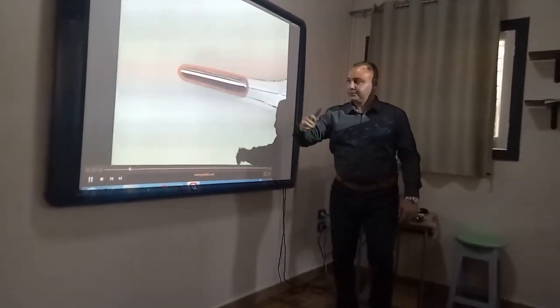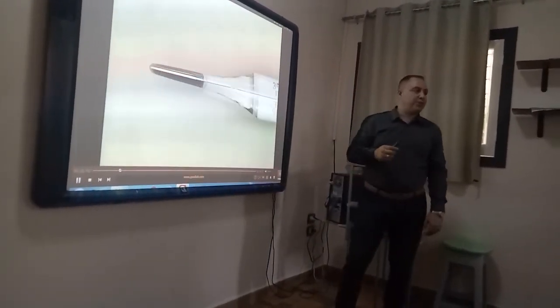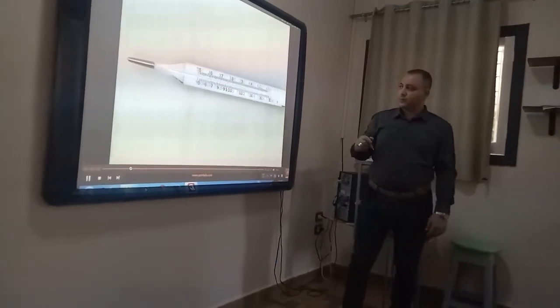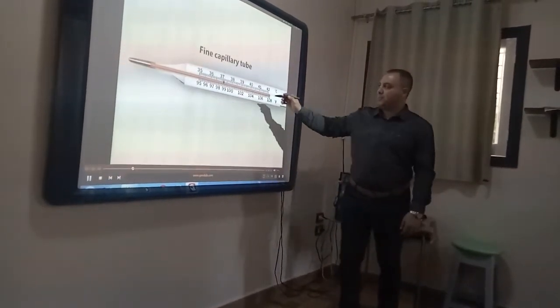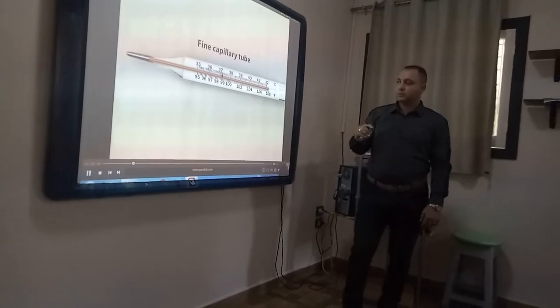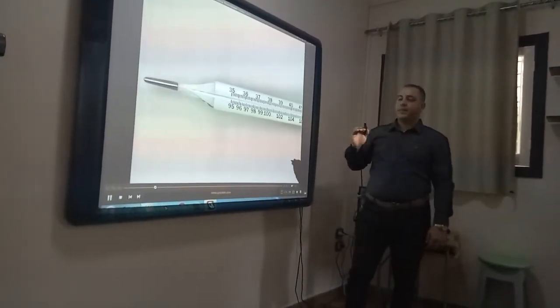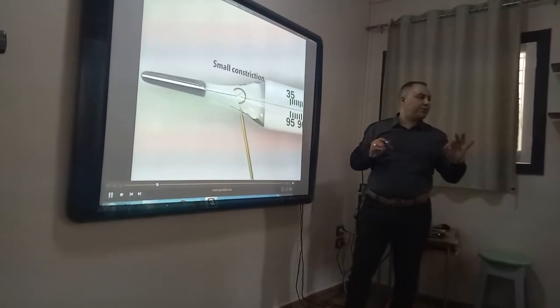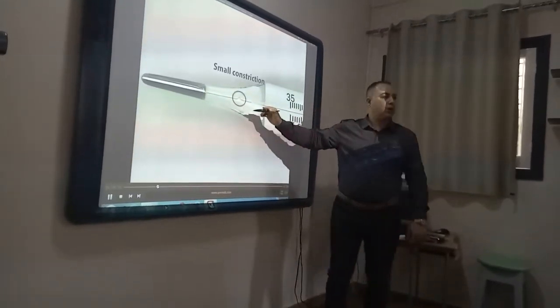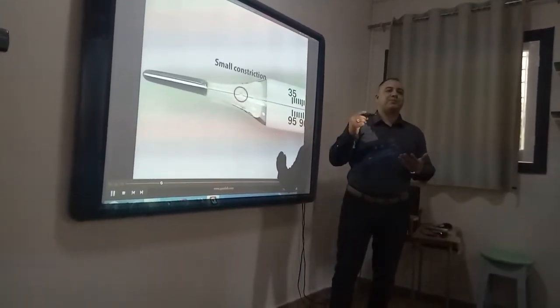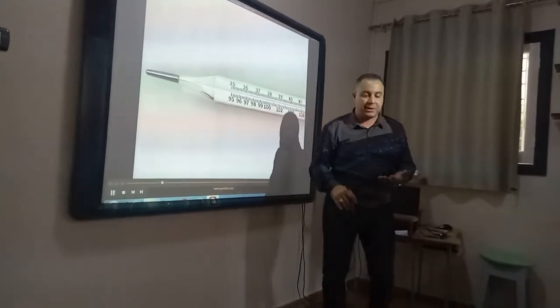It has a bulb with one of its ends filled with mercury, in a fine capillary tube. The fine capillary tube looks like a thread, graduated from 35 to 42 at its upper end. The important structure is a small constriction that prevents mercury from falling down quickly.